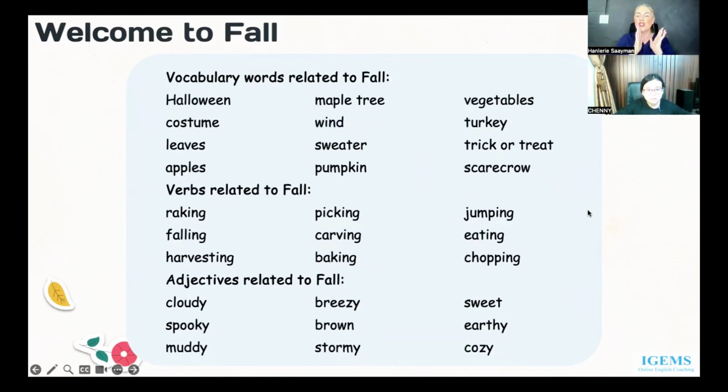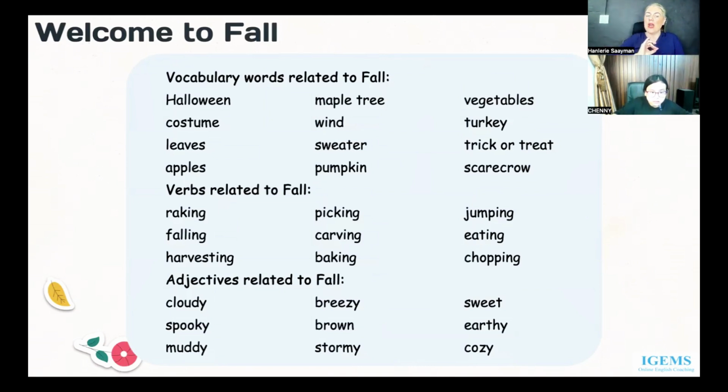Okay, moving on to fall. Can you read for us the vocabulary words for fall? Okay, it's Halloween, maple tree, vegetables, costume, wind, turkey, leaves, weather, trick or treat, apples, pumpkin, scarecrow.